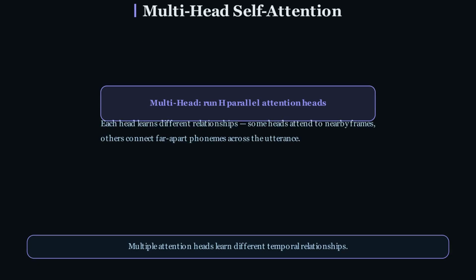Multiple attention heads run in parallel. Each head learns different relationships. Some heads attend to nearby frames to track phoneme boundaries. Others connect distant frames to model sentence-level prosody. Their outputs are concatenated and projected.